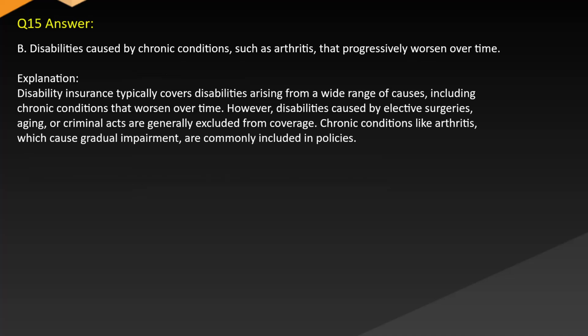Answer: B. Disabilities caused by chronic conditions such as arthritis that progressively worsen over time. Explanation: Disability insurance typically covers disabilities arising from a wide range of causes, including chronic conditions that worsen over time. However, disabilities caused by elective surgeries, aging, or criminal acts are generally excluded from coverage. Chronic conditions like arthritis, which cause gradual impairment, are commonly included in policies.